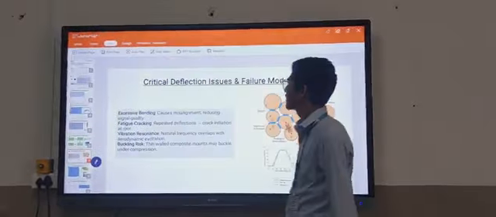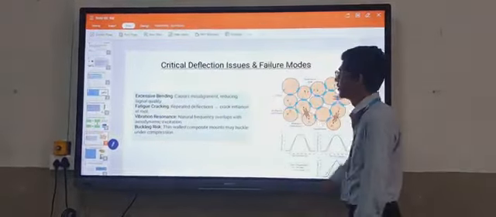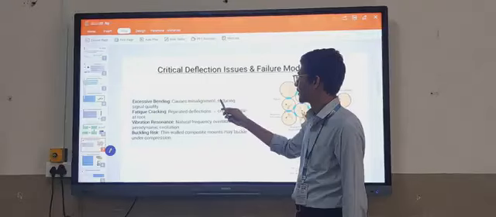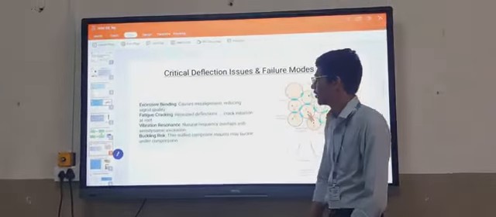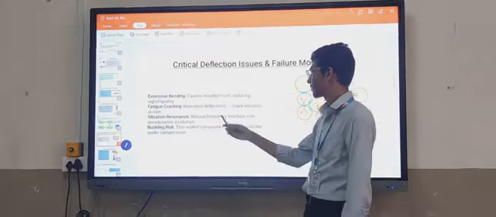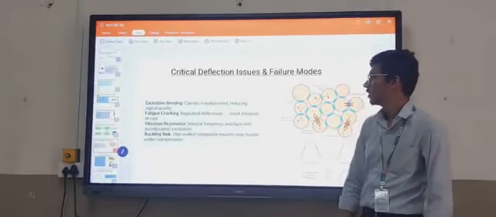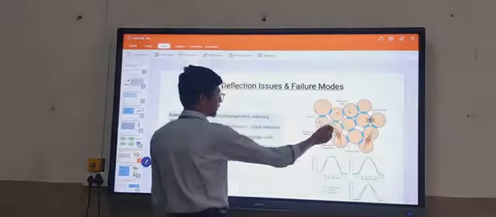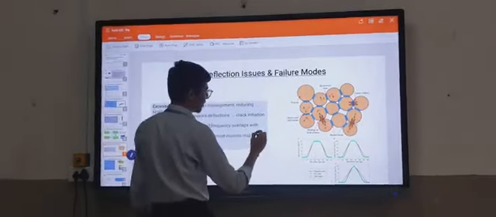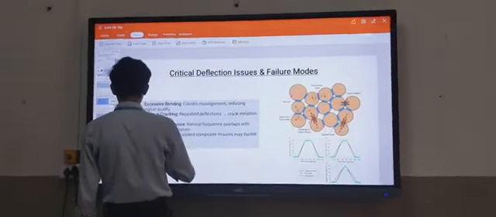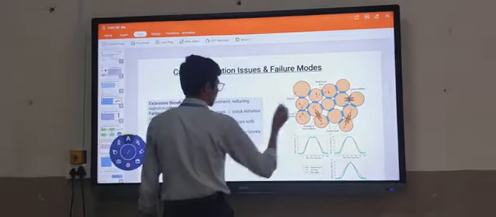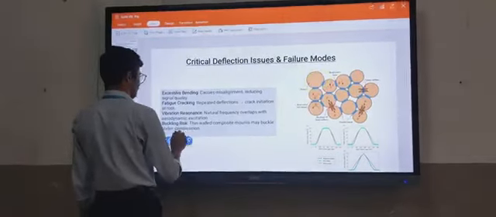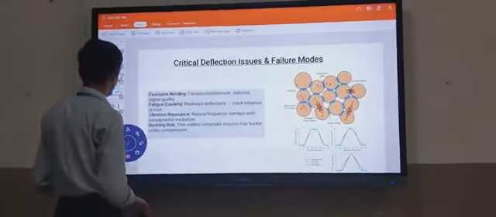In the next slide, here are the common deflection issues and failure modes. Excessive weight causes misalignment and reduces signal quality. Vibration resonance occurs when the natural frequency overlaps with the aerodynamic frequency. Buckling occurs in thin-walled components, like these thin-walled components mounted here, as you can see. Then, next slide.